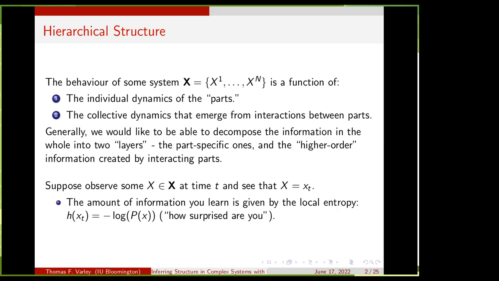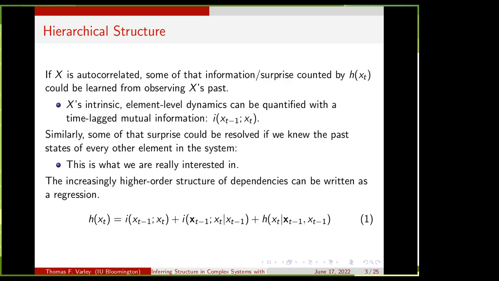And so this brings us to what I call the entropic onion. Suppose that you pick some random cell from the xenobot at time t, and you see that it's in some particular state, right? Scalar variables I'll denote with an italicized uppercase, and their local configurations at a given time step will be lowercase italics, okay? And so the amount of information you learn about X at time t by observing it is given by this local entropy measure. I imagine we're all fairly familiar with this. It's just the negative log of the probability of seeing that configuration, okay? And we call this how surprised you are, okay?